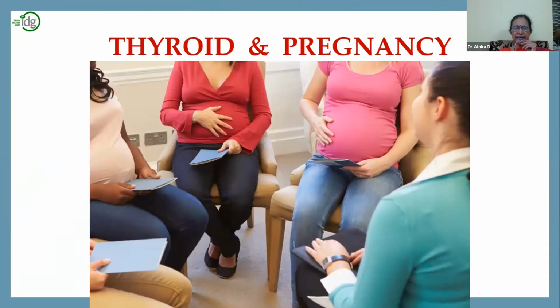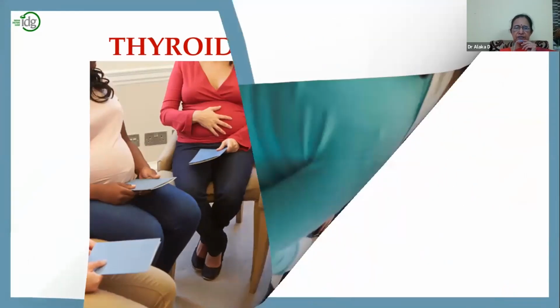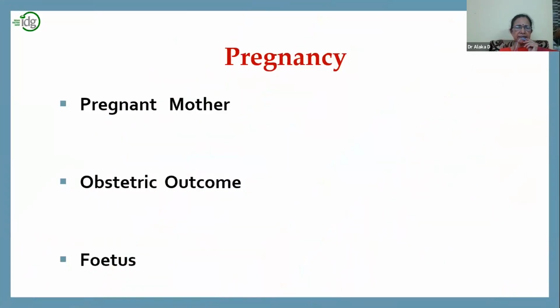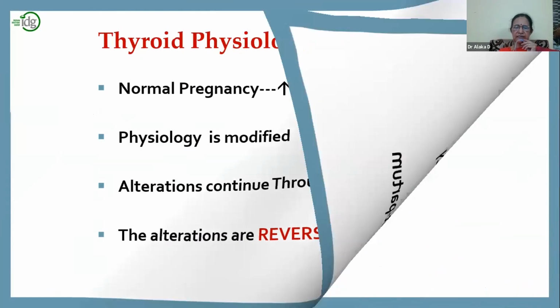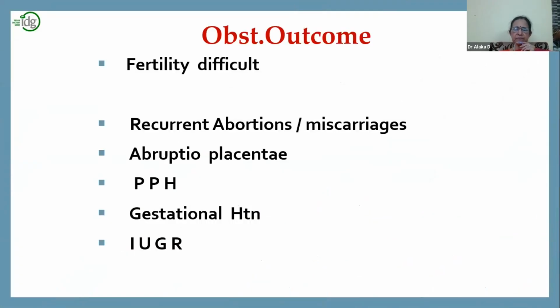Now this is thyroid and pregnancy. This is a special situation. In pregnancy, we are concerned with the pregnant mother. We are also concerned with obstetric outcome, and we are concerned with the fetus. I will not go into the physiology. Alterations continue throughout the pregnancy because the metabolic demands go on increasing. So with the metabolic demands, the thyroid should be adequate.